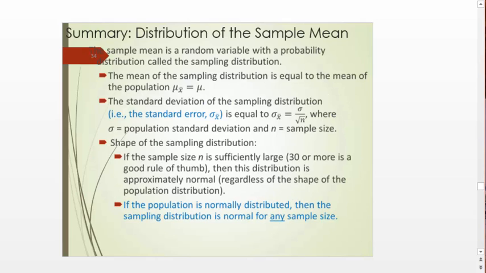So the sample mean is a random variable with a probability distribution. We call it the sampling distribution. The mean of the sampling distribution will always be the mean of the population, and the standard deviation, called the standard error for our sampling distribution, will equal the population standard deviation divided by the square root of n. Shape of the sampling distribution, well, if our sample size n is sufficiently large, 30 or more, then the distribution is approximately normally distributed, no matter what the population distribution was. And if our population was normally distributed, then it doesn't even matter what n is. All sampling distributions will be normally distributed.